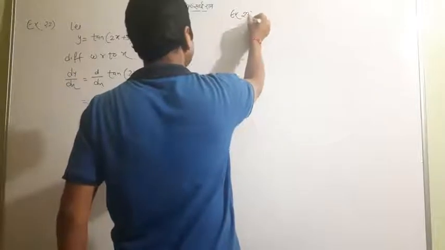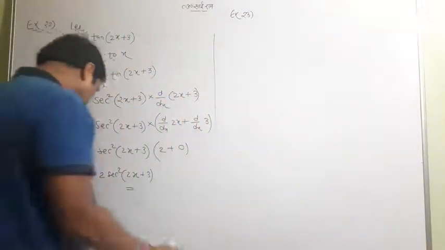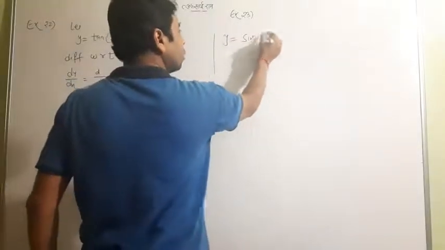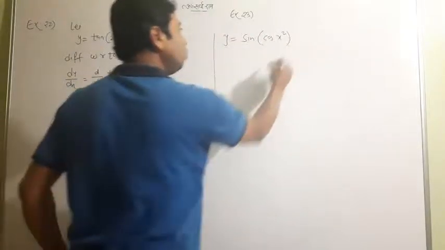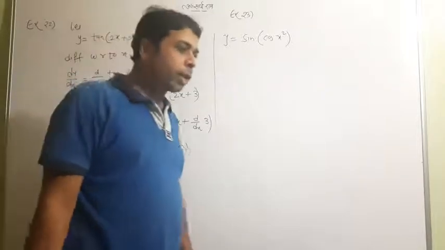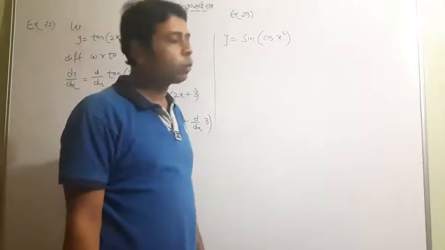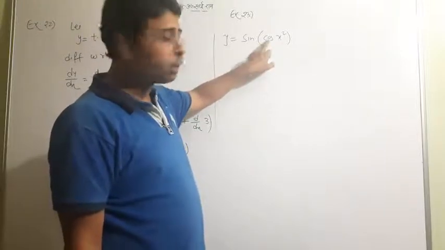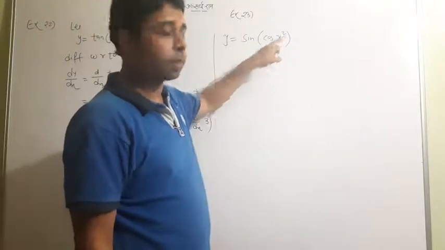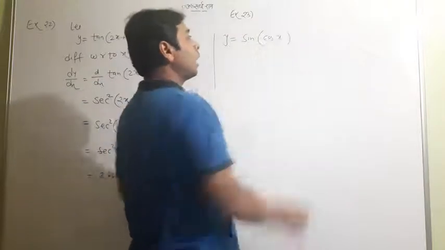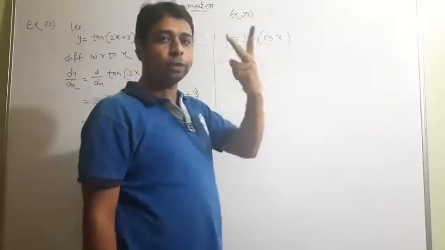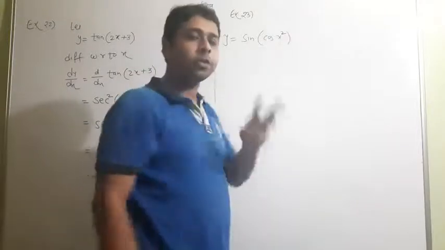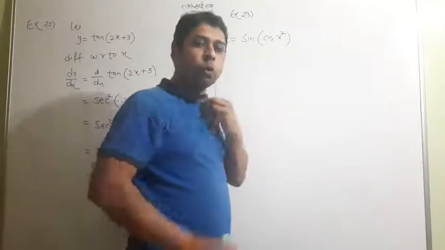Example number 23. What does it say? y is equal to sine of cos of x square. Now try to compare, try to count the number of functions. First is sine, second is cos, and third is x square. If you remove that, now sine of cos x, so only two functions. First is sine and second is cos x. But if it is a square, now we have three functions. So one by one we'll do all.